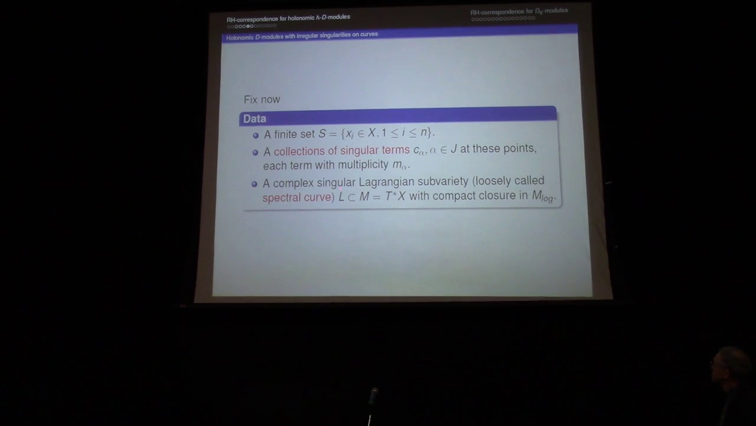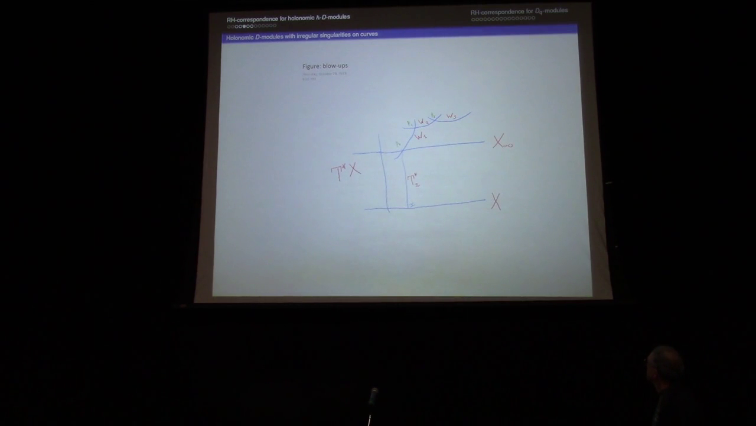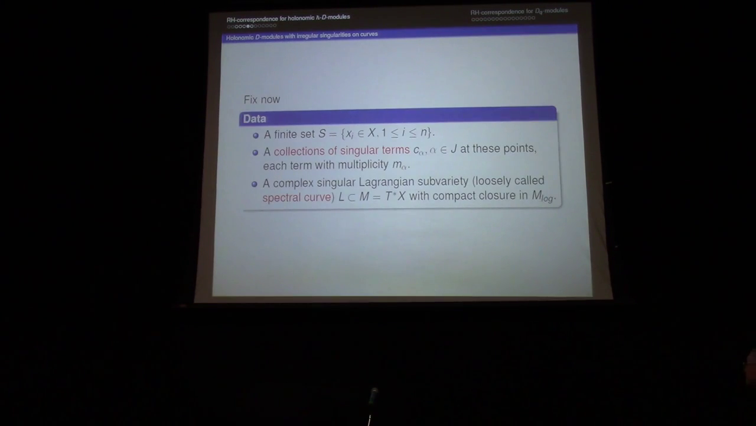And the condition is that the closure of this spectral curve, let me call it spectral curve, is compact. The closure in this log extension is compact, which means just that in this picture, the spectral curve intersects each of the exceptional divisors in finitely many points. That's it.